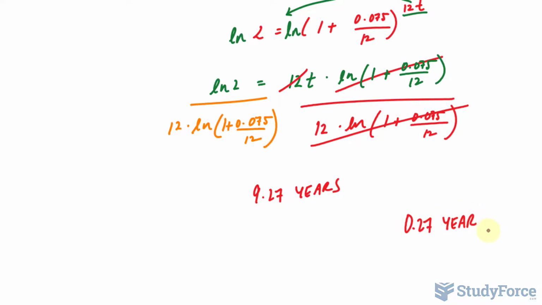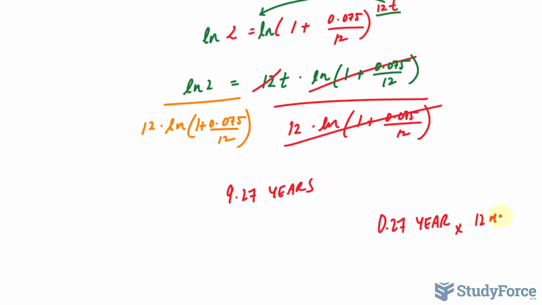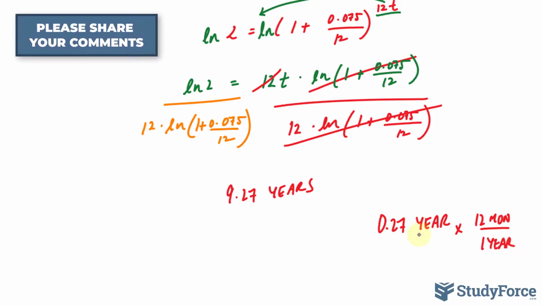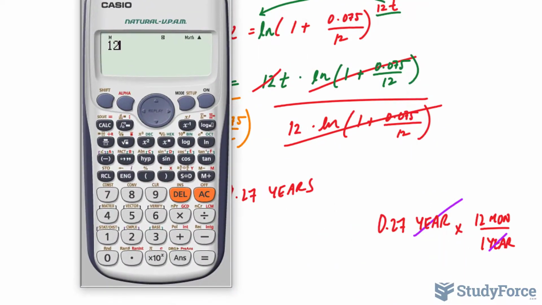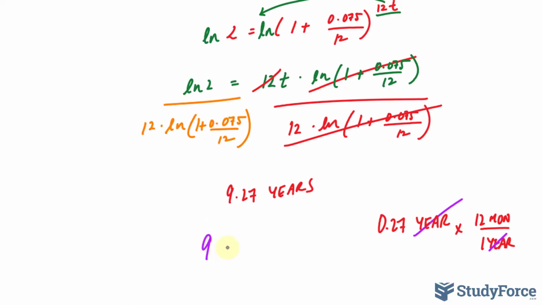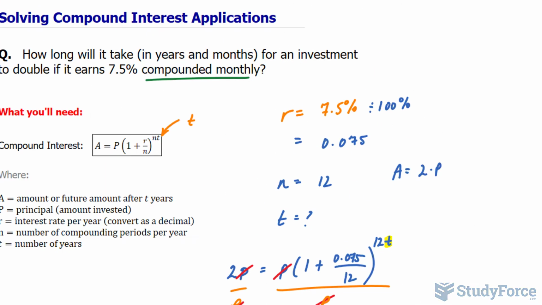So there are 12 months in a year. I'll write down 12 months per 1 year. This cancels out, and we'll multiply 12 times 0.27, which is 3.24 months. So I'll say it will take 9 years and 4 months. There you have it. That is how to solve compound interest applications related to time.